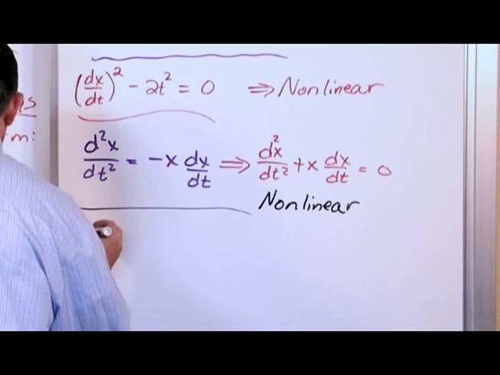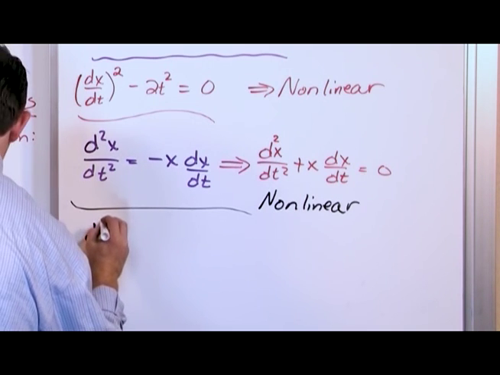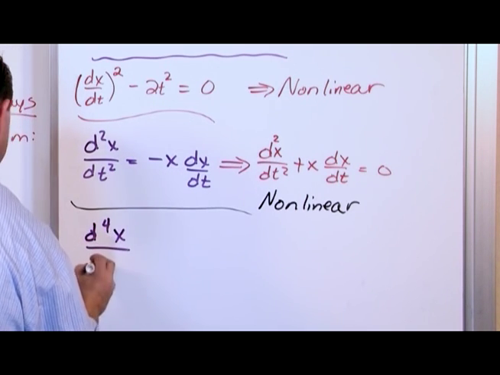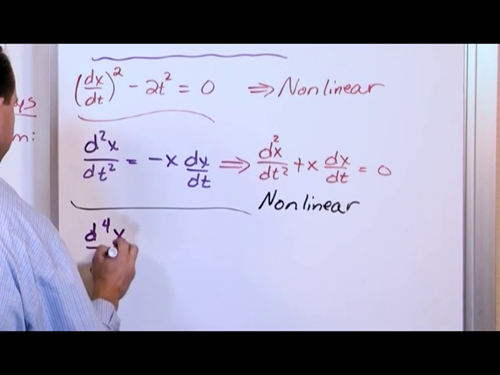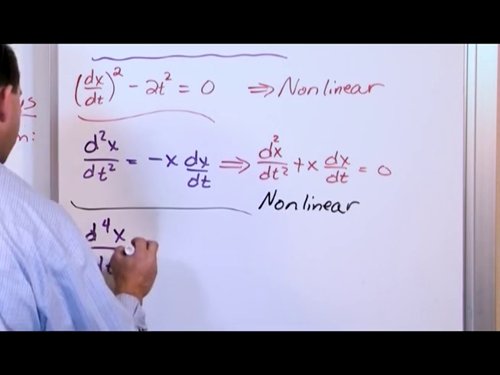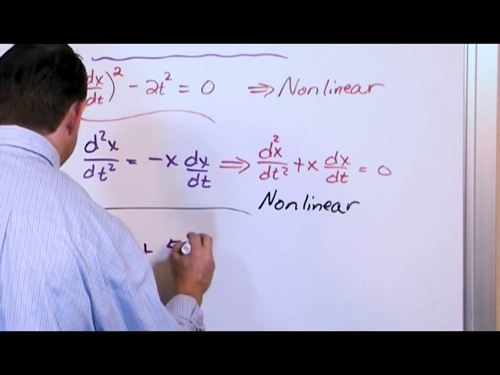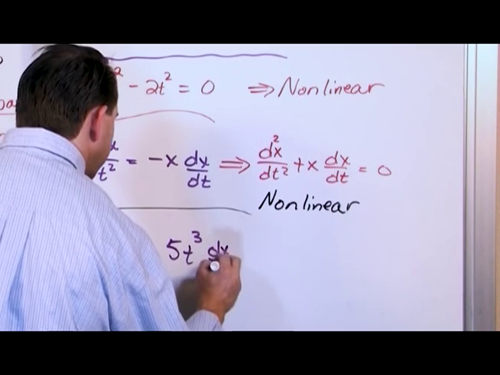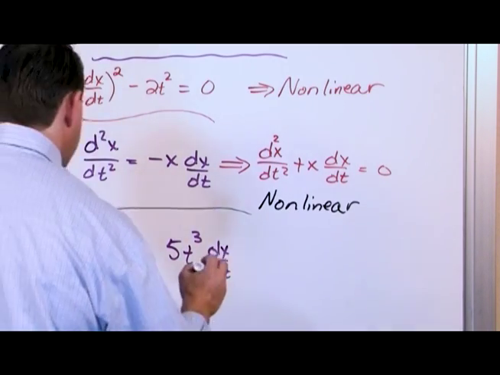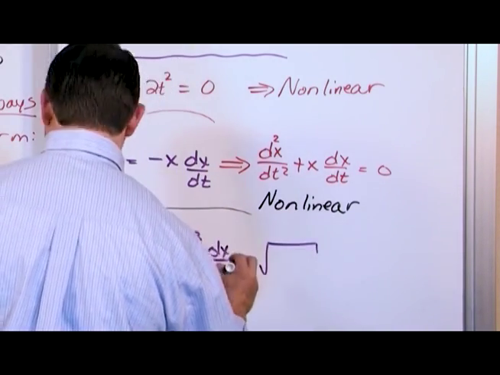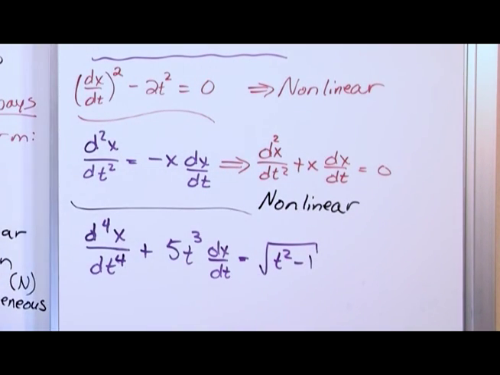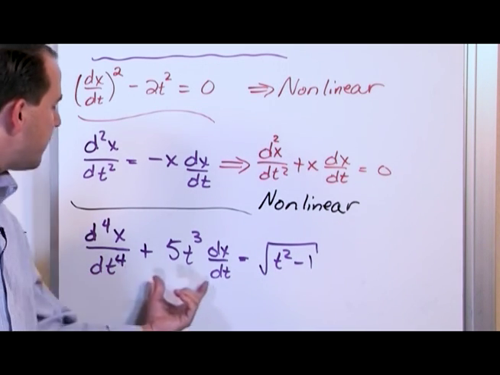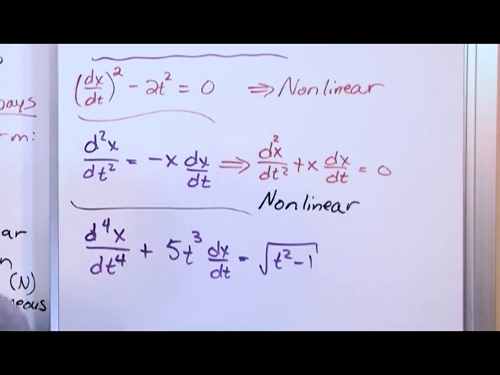Okay. Finally, let's look at the fourth derivative of x with respect to time. Whoops, I need a 4 here. So this is the fourth derivative of x with respect to time plus 5 times t cubed times dx/dt is equal to the square root of t squared minus 1. So I'm trying to figure out if this is linear or nonlinear. I look at it and immediately realize I have derivatives. All my derivative terms are on one side of the equal sign.